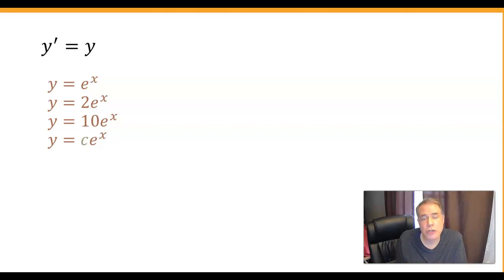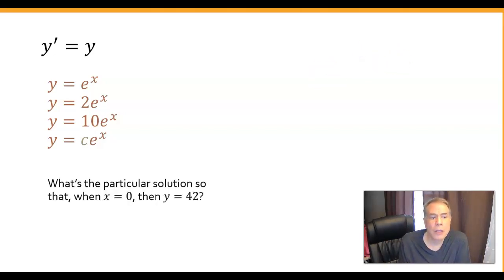And with differential equations, sometimes we want the general solution like that. And sometimes we're looking for one particular solution that satisfies some particular initial condition. Like, for example, what's the particular solution to this differential equation so that when x is 0, then y is 42? And the answer is y equals 42e to the x. Because if you put 0 in for x, then y is equal to 42 times e to the 0. That would be 42 times 1, which would just be 42.